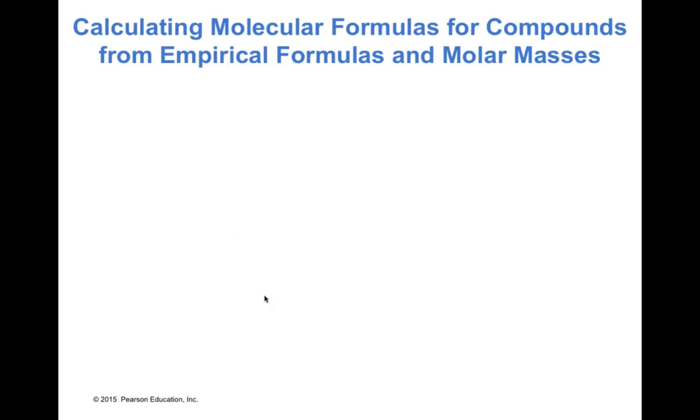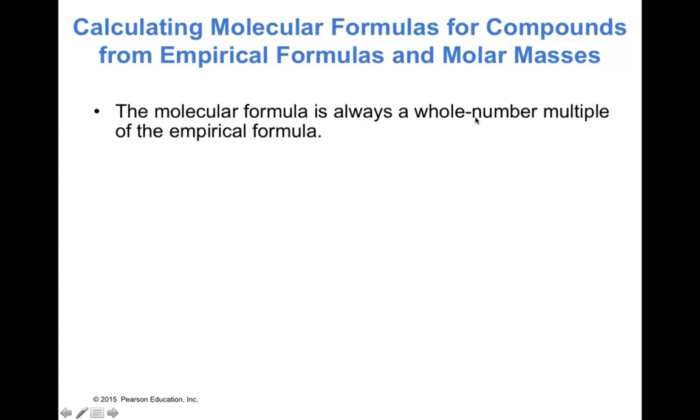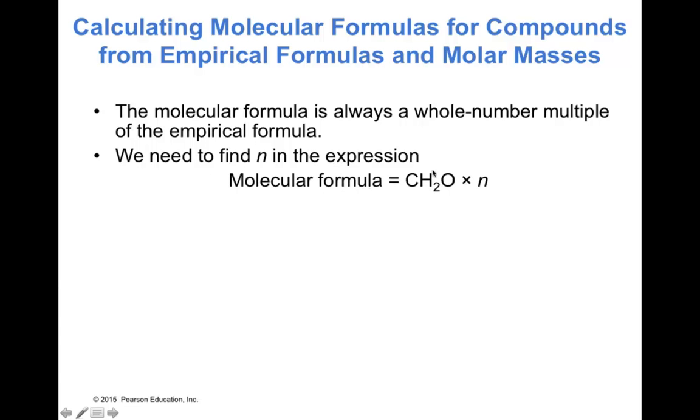So now we can calculate molecular formulas for compounds from the empirical formula and from molar masses. Once we have the empirical formula, we can determine the molecular formula for that compound, but we need to have the molar mass to do that. The molecular formula is always a whole number multiple of the empirical formula. We need to find the n in the expression. Remember that the molecular formula is equal to the empirical formula times n, so we need this value of n.